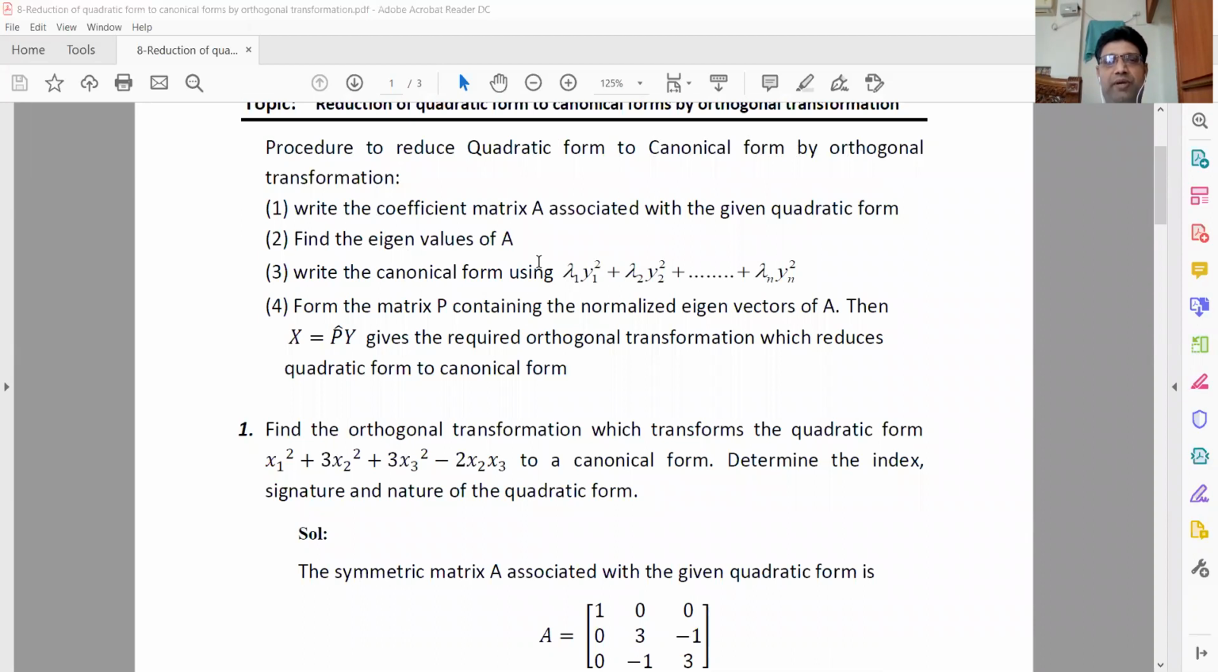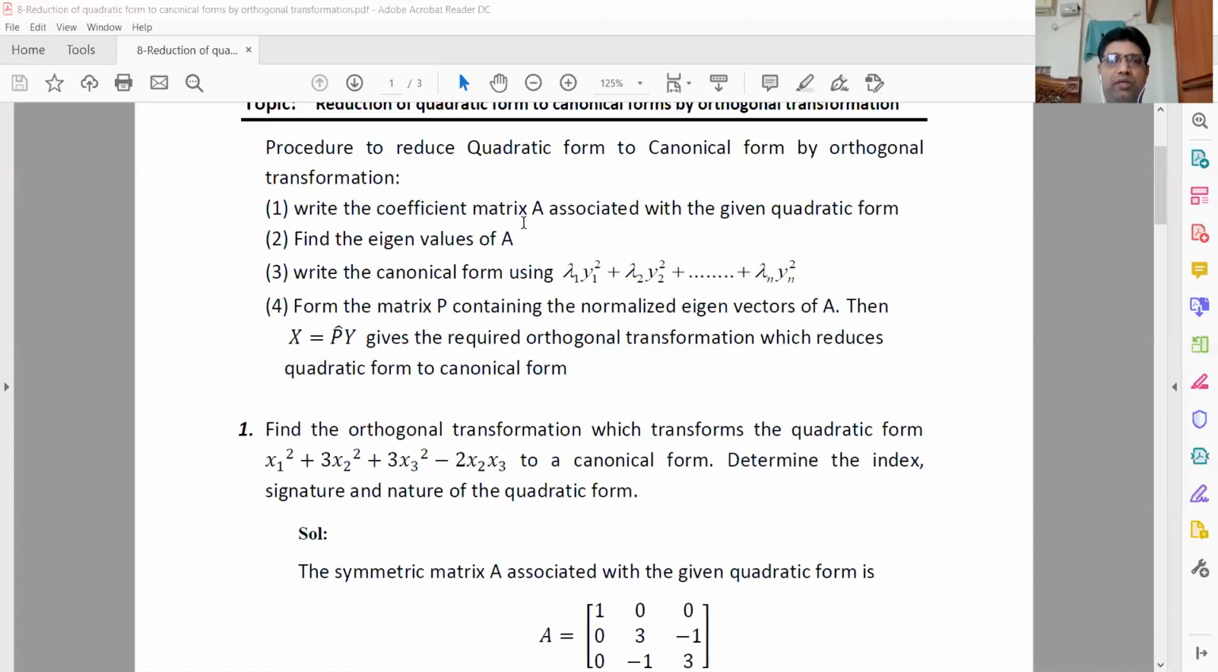First, write the coefficient matrix associated with the given quadratic form. Next, find the eigenvalues of the matrix A. Then write the canonical form using lambda 1 y1 square plus lambda 2 y2 square plus and so on plus lambda n yn square. Next, form the matrix P containing the normalized eigenvectors of A.